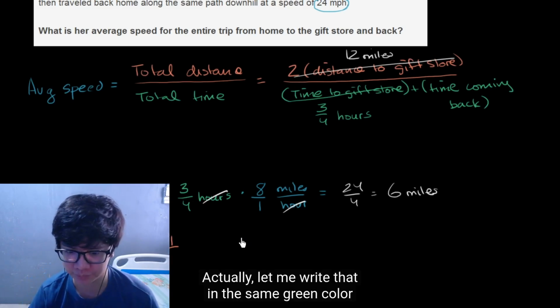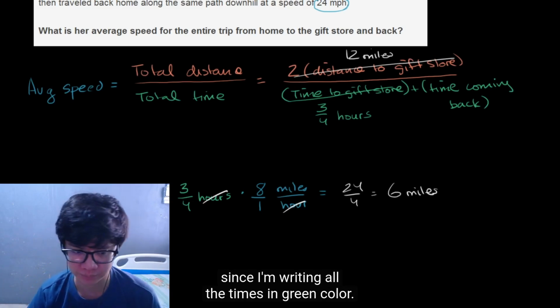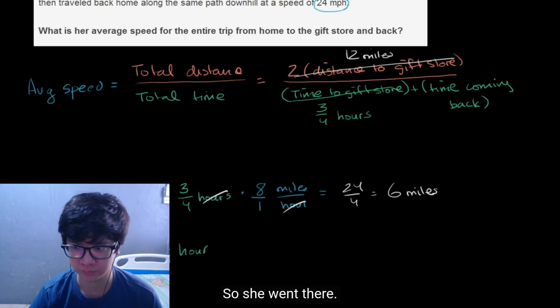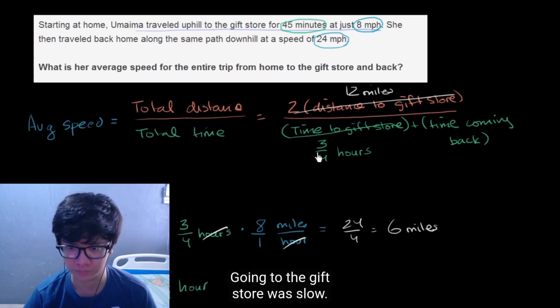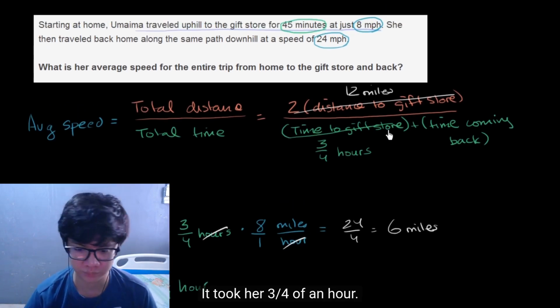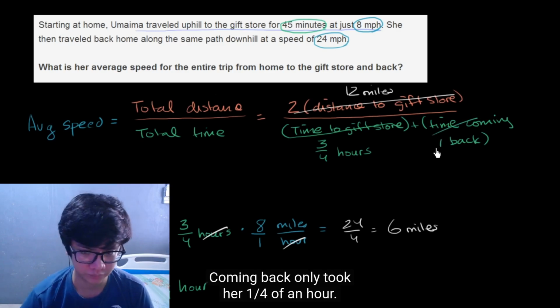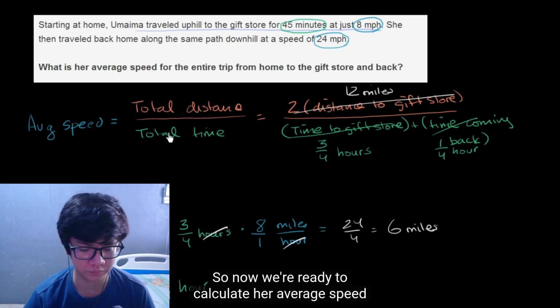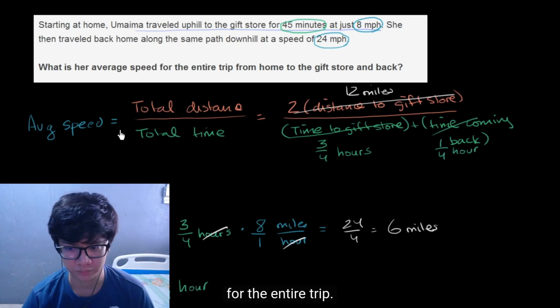Actually, let me write that in the same green color since I'm writing all the times in green color. So 1/4 of an hour. So she went there. Going to the gift store was slow, took her 3/4 of an hour. Coming back only took her 1/4 of an hour. So now we're ready to calculate her average speed for the entire trip.